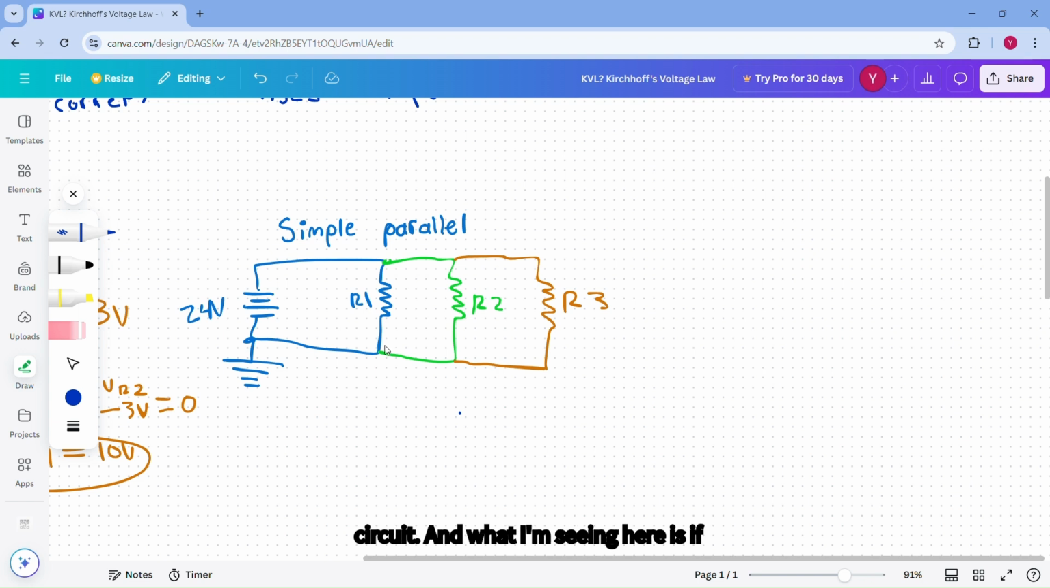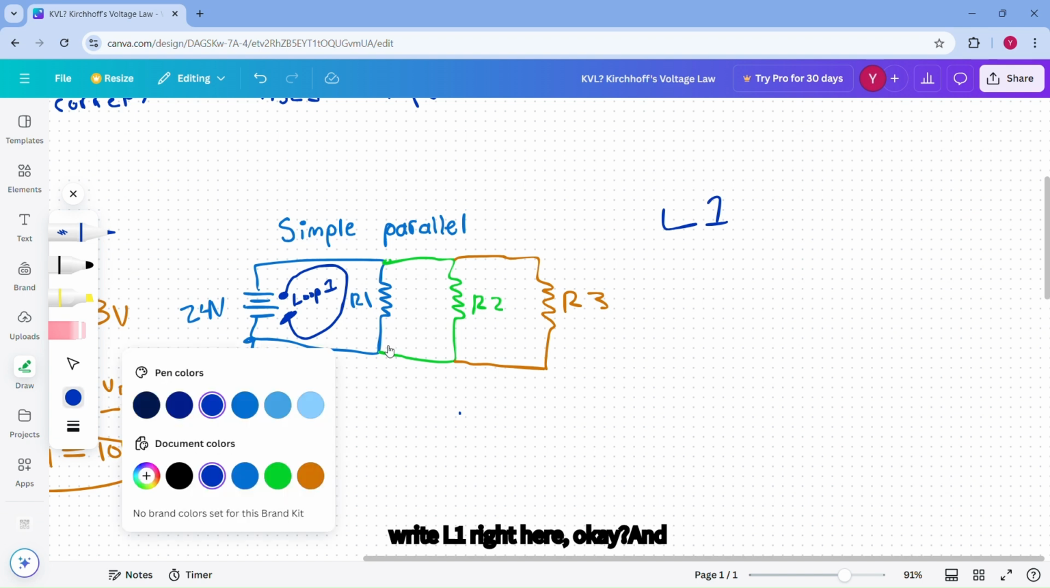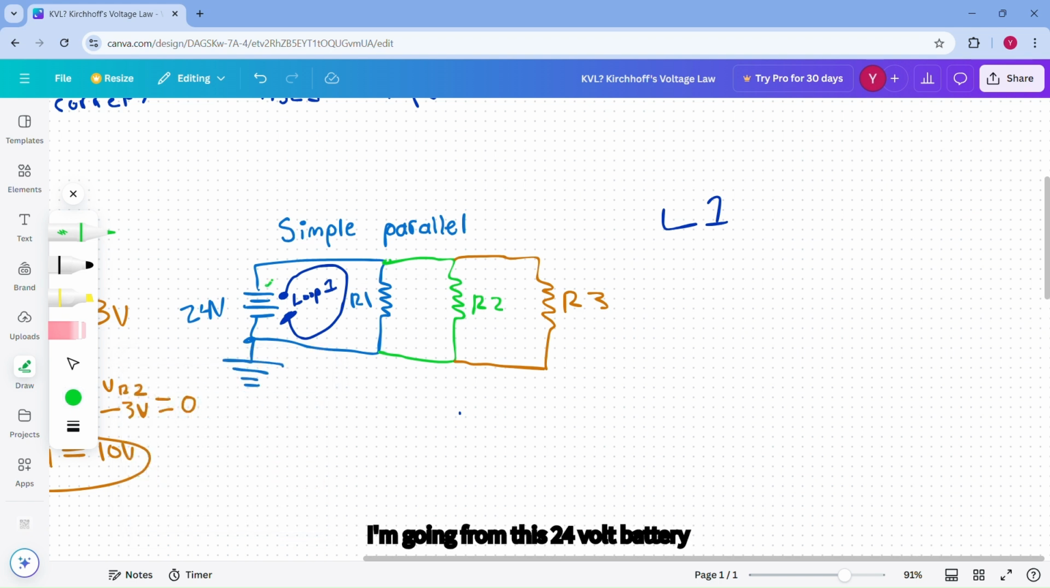And what I'm seeing here is if I'm thinking about that series path of one path, if I'm starting at my voltage source, I'm going around and then I go to R1 and then I'm back to my voltage source. This is my first loop right here, loop 1. And I'll write L1 right here, okay? And then in similar fashion, let me go down my second branch in my parallel circuit. If I'm going from this 24-volt battery through R2 and back down, back to my battery, there's my loop 2.